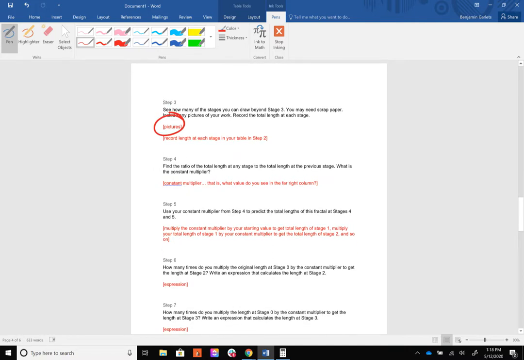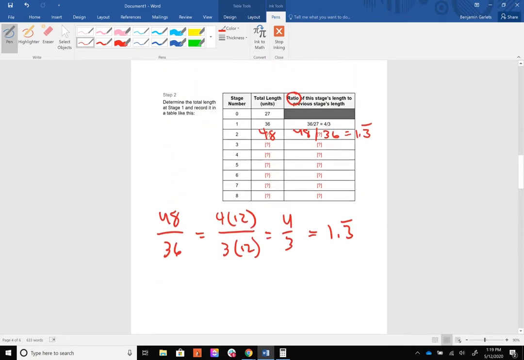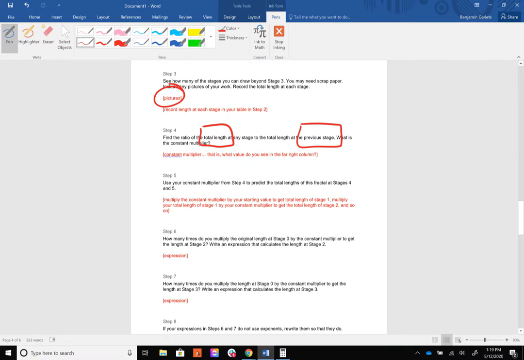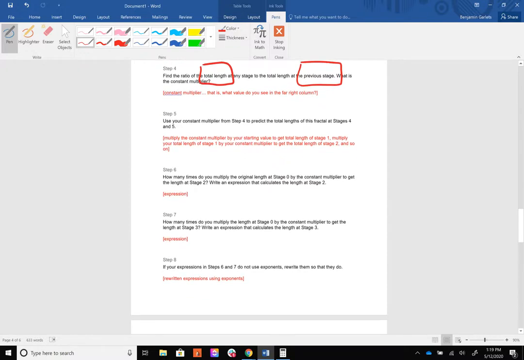Find the ratio of total length at any step to the previous stage. So total length divided by previous stage. We started that, and we actually saw something really unique, is that this value here is the same as this value here. So I wonder if these values are also going to be the same. So that's something that you're going to figure out and answer in step 4. Step 5, you're going to use that value.